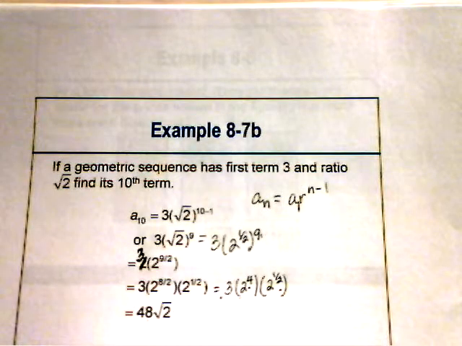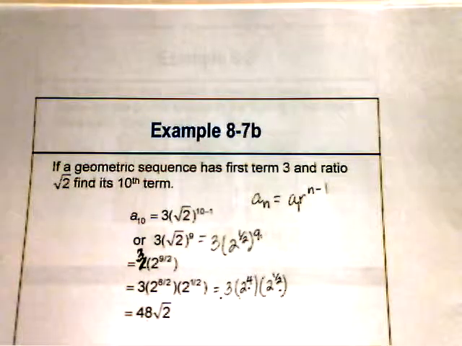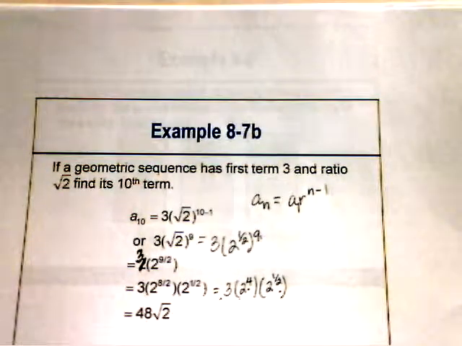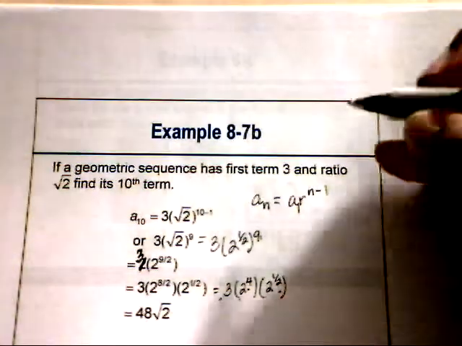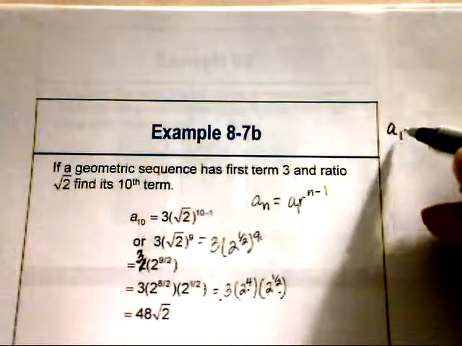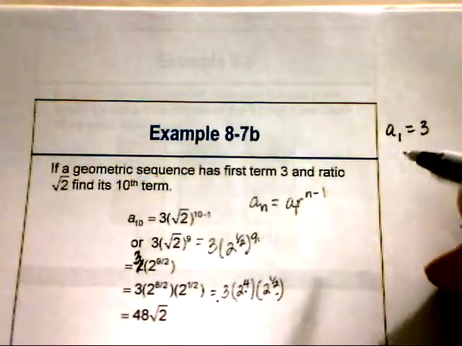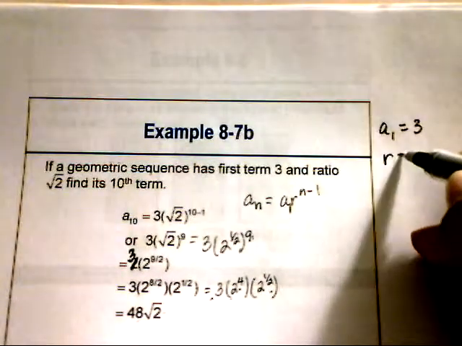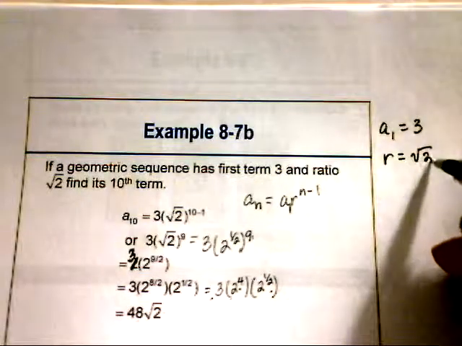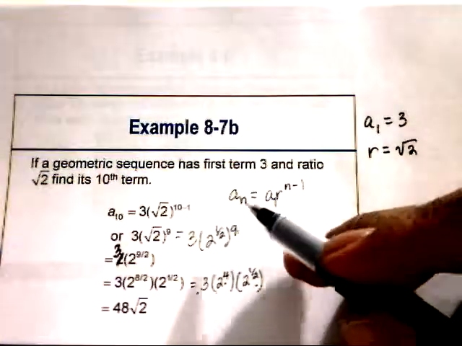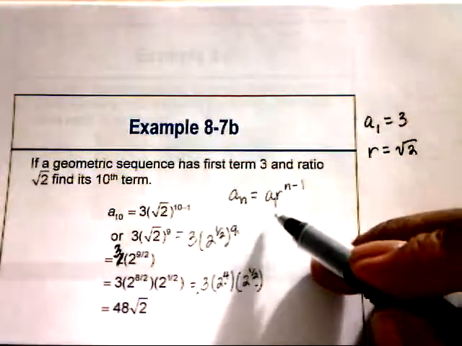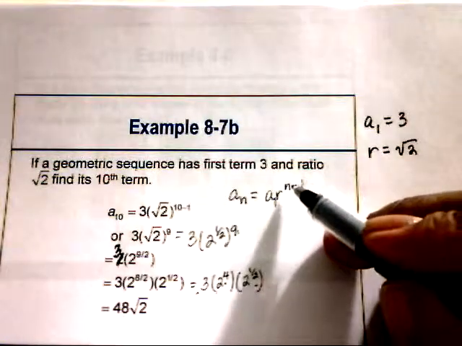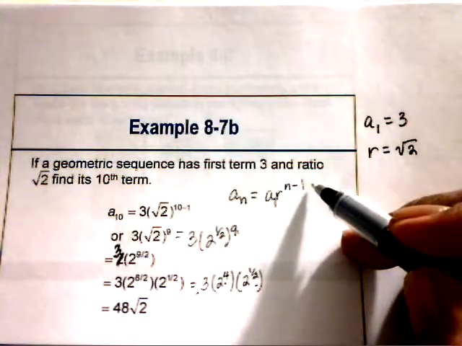Now, the geometric sequence has the first term of 3 and a ratio of the square root of 2. Find the 10th term. Okay, we know the first term. That's your A1, which is 3. We know what the common ratio is, square root of 2. That's given to us. We're going to use this formula: A sub n is equal to A sub 1 times r raised to the n minus 1.